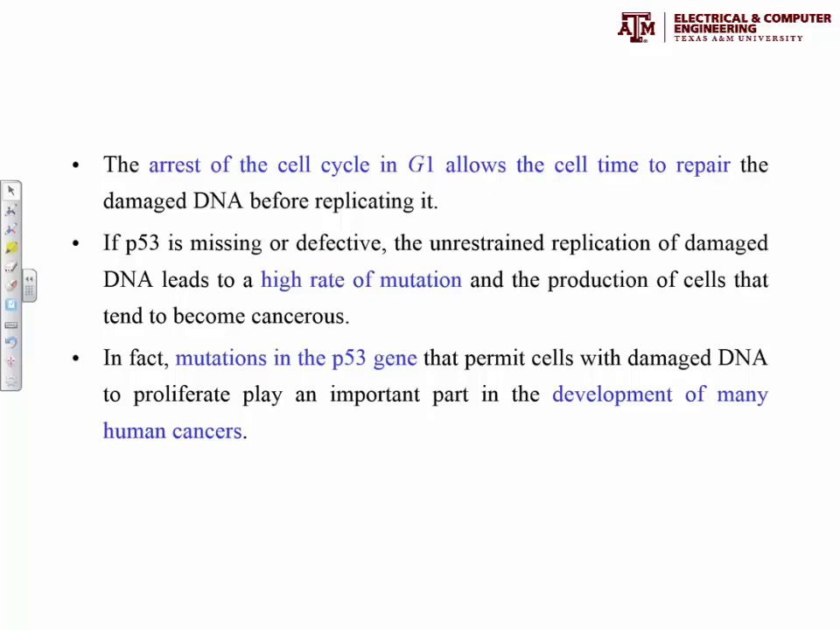Then there's another gene that I will talk about. It's called the retinoblastoma gene. Typically kids that have that gene die by the time they're 2 years old. They develop tumors in the eyes. That's why it's called the retinoblastoma gene. But I'll talk about that towards the end of the next chapter. All right, any other questions?